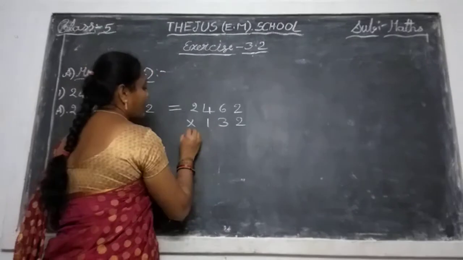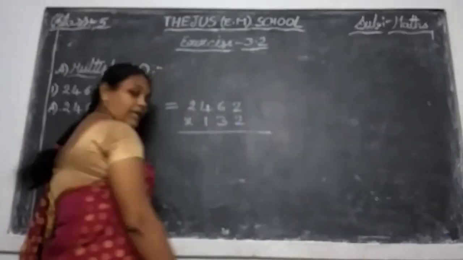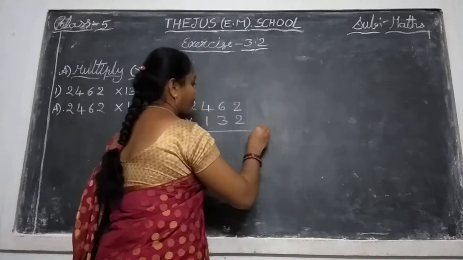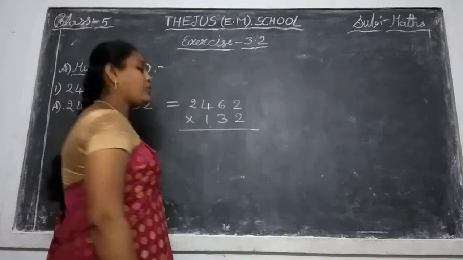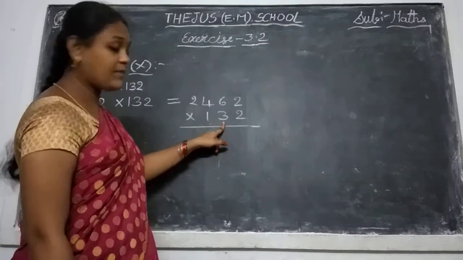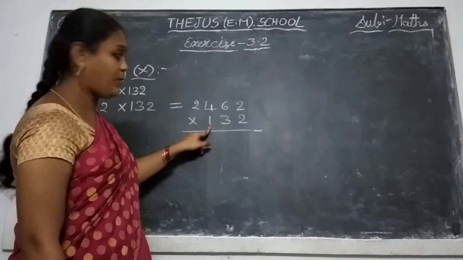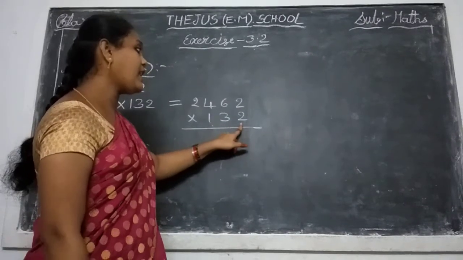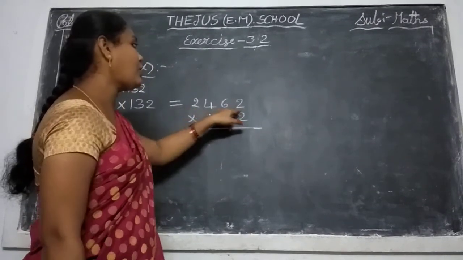Okay children, now we will do the multiplication. First, the multiplier is 132. 2 is in which place? 1's place. 3 is in 10's place. 1 is in 100's place. 1's, 10's, 100's. Now first we multiply the 2 with this 4 digit number.